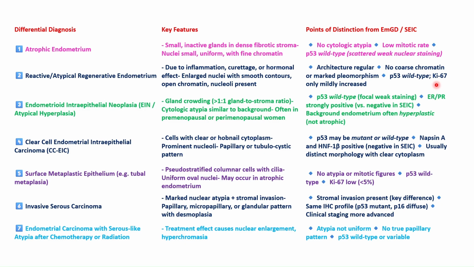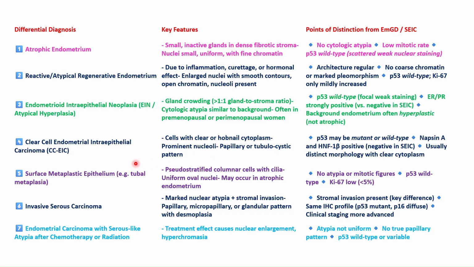Ki67 mildly increased. EIN or atypical hyperplasia, which we have discussed in an earlier video, has a gland to stroma ratio of more than 1, cytological atypia similar to the background, and is mostly in premenopausal and perimenopausal women. P53 shows wild type staining. ER PR here is strongly positive, which is negative in SEIC, and the background endometrium is hyperplastic in hyperplasia, whereas it is mostly atrophic in SEIC or EmGD pattern.